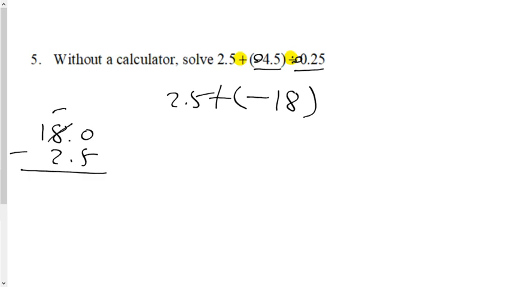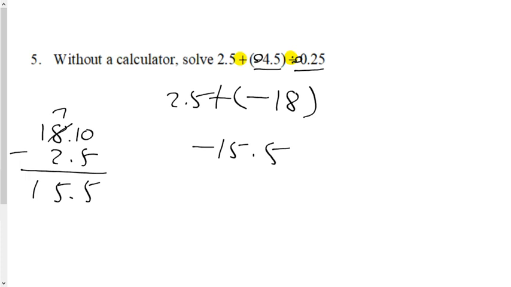Borrow, because I can't do it. 7, 5, 5, 1. The answer is 15.5. Is that going to be 15.5 negatives or 15.5 positives? Negatives, because that's what I have more of. So therefore, my answer is negative 15.5.